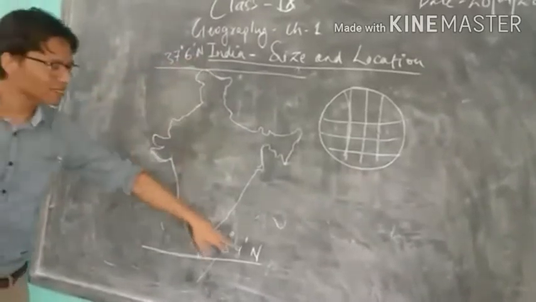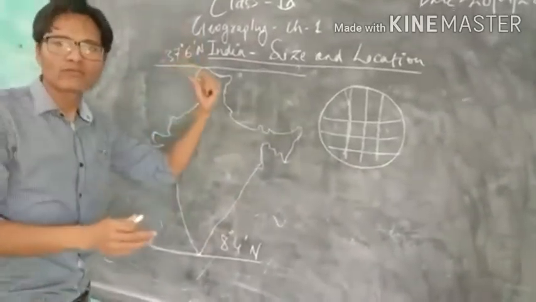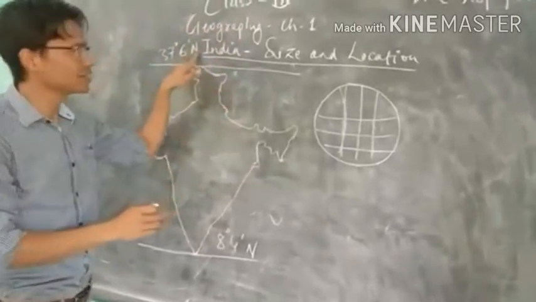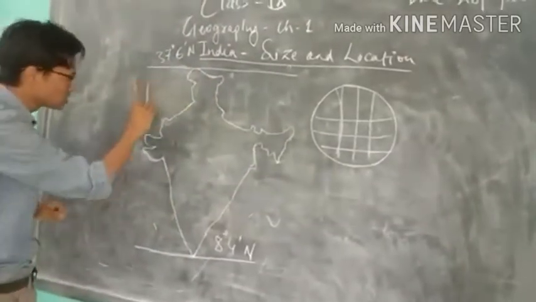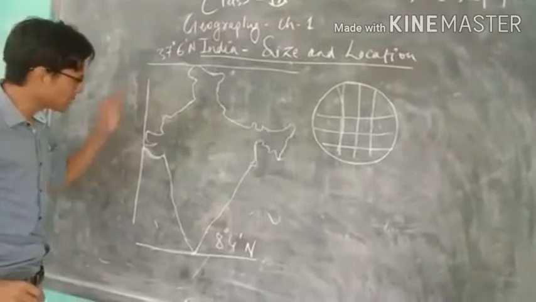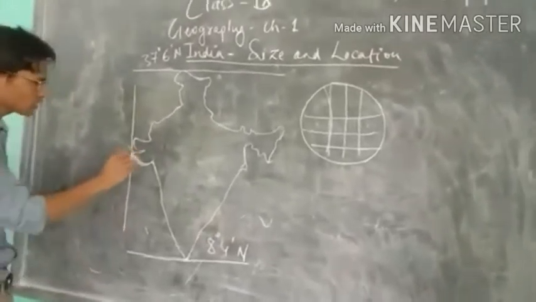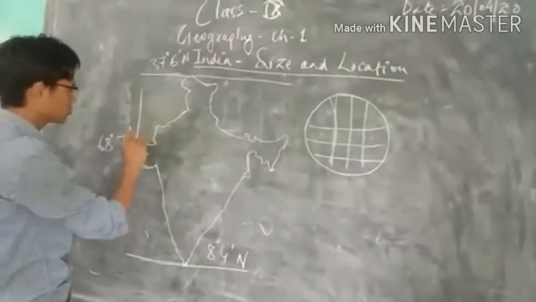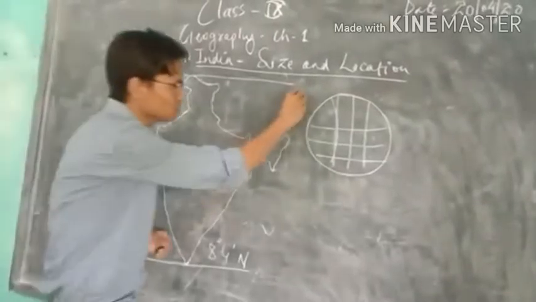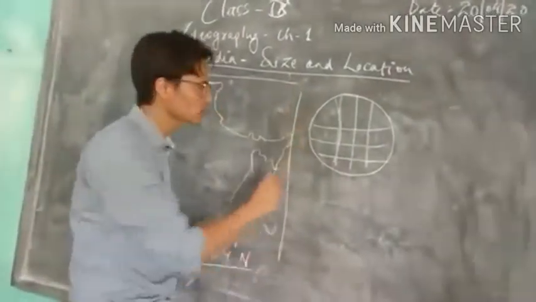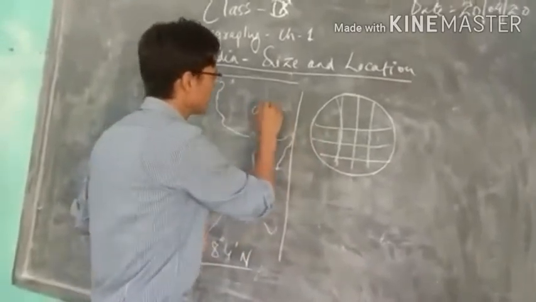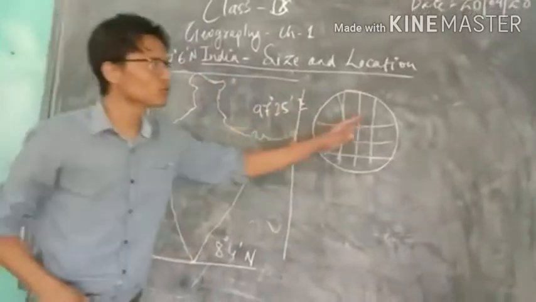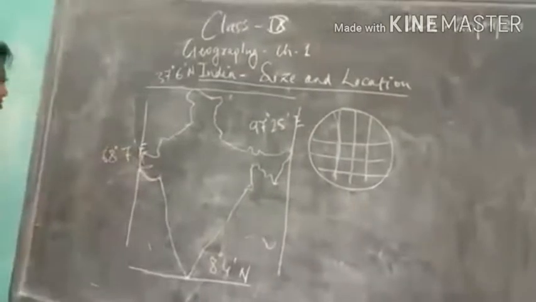So why north? Why am I writing N? Because as I told you in the first video, India falls in the northern hemisphere. N is northern hemisphere. So to talk about the longitudinal extent of India, the westernmost will be 68 degrees 7 minutes east, and the easternmost longitudinal position will be 97 degrees 25 minutes east. Why E? Because India falls in the eastern hemisphere. So this is the location.